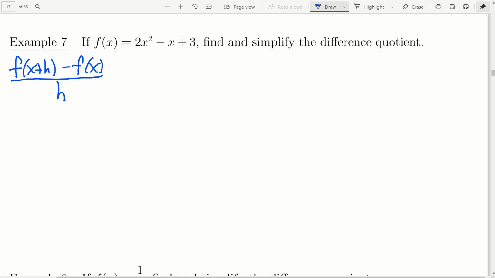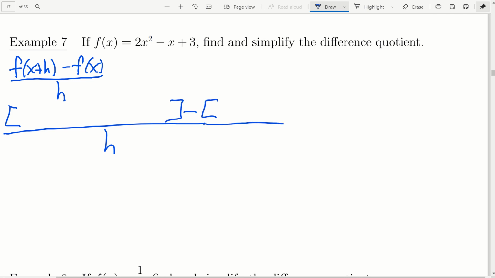We have those 3 key pieces. We have h. We're going to have the f of x plus h. And then we also need to subtract f of x. The f of x part is easy. It's just whatever equation they give us. That's 2x squared minus x plus 3.